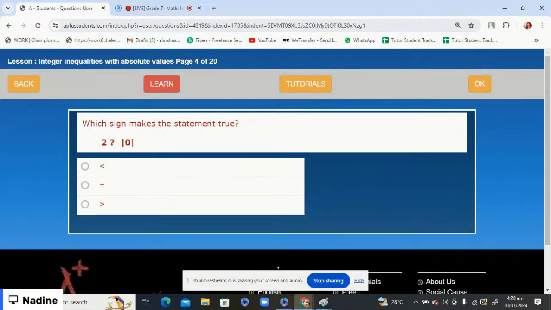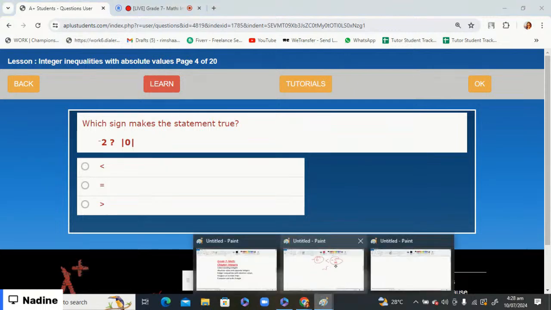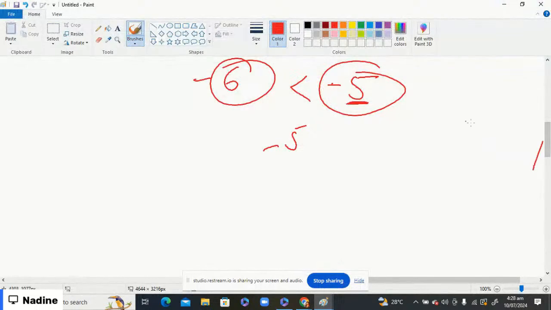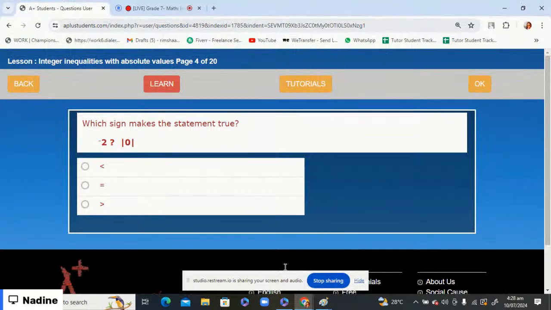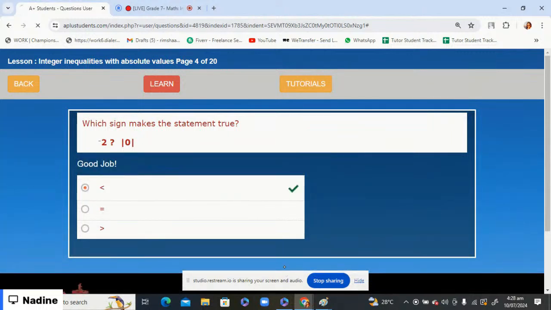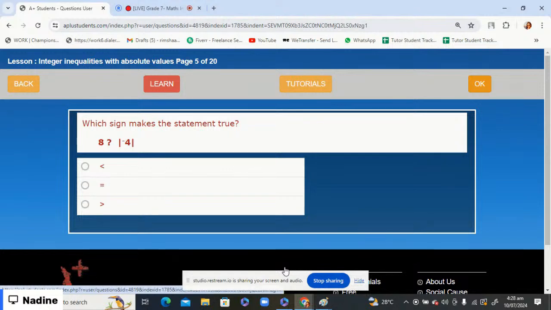Okay, now you guys tell me: the absolute value of 0 and here is negative 2. Negative 2 and 0. What does it mean? It means that this is in the form of negative, so a negative number is always less, so this 0 is greater as compared to the minus 2. So here is minus 2, which is less than 0. So here we go with option A. Okay, now you guys solve the rest of the questions by yourself. Hope you guys understand this lesson as well.